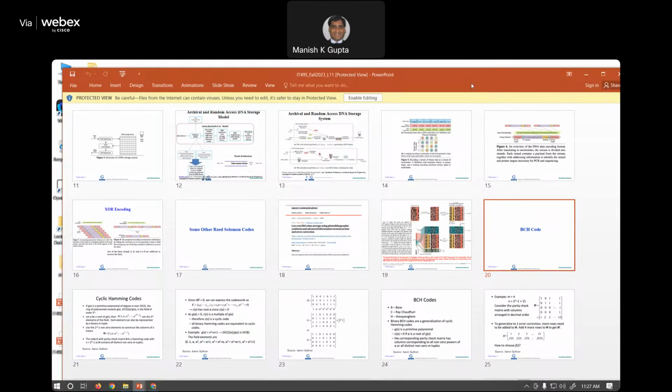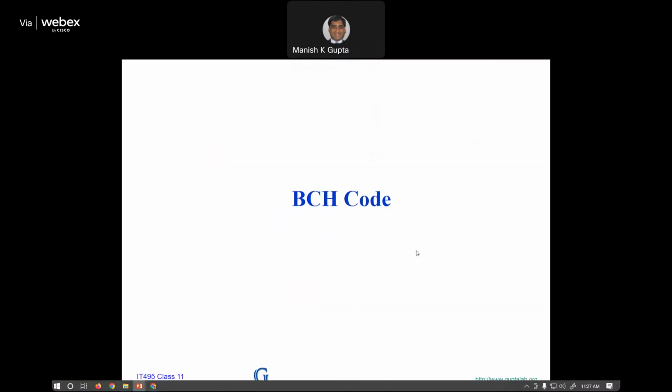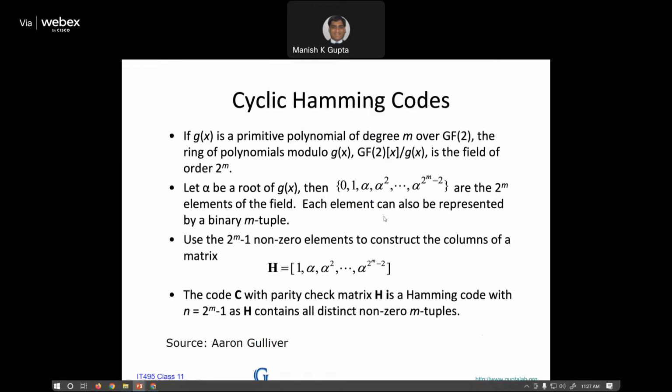I will give you some idea about BCH code as well, because it is a related concept here. Okay. See this, I think I gave you an idea about Hamming code. How do you construct Hamming code? By the parity check matrix, right? You take the non-zero columns and form the parity check matrix, right? Hamming code can also be thought of as a cyclic code. So how actually? This is the way.